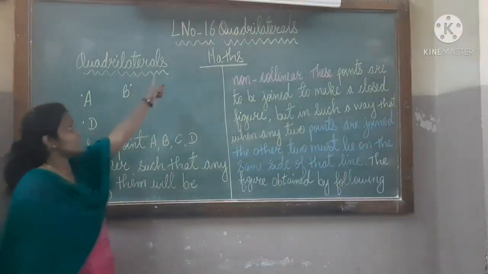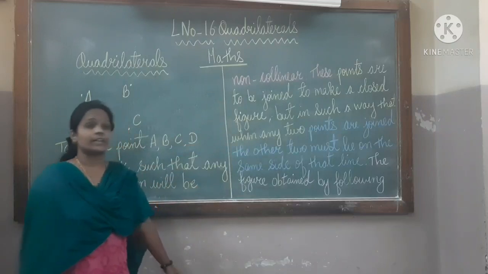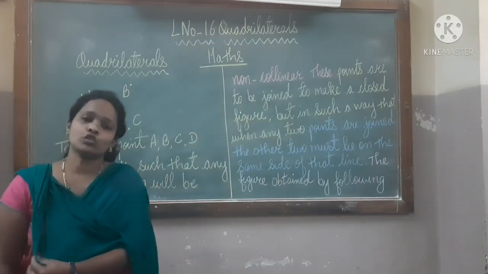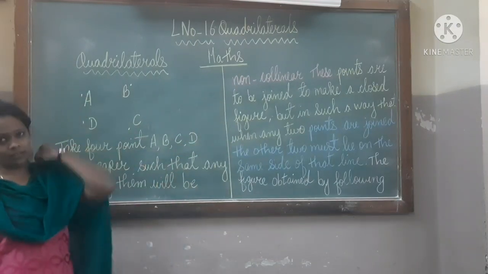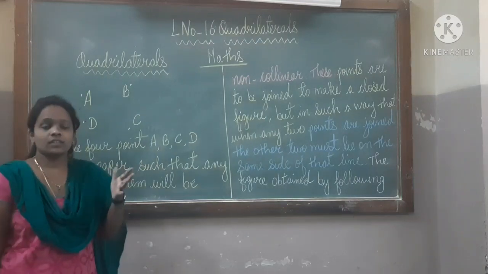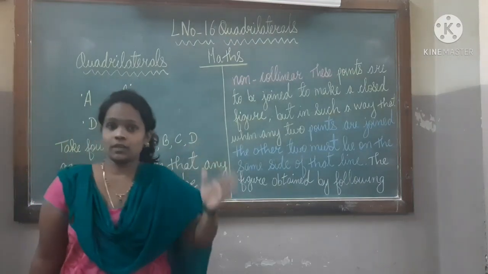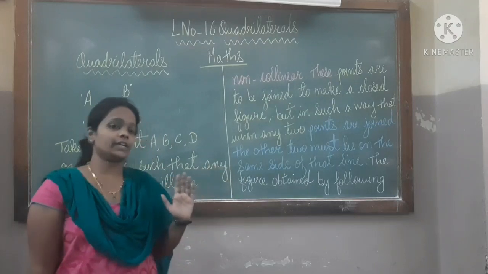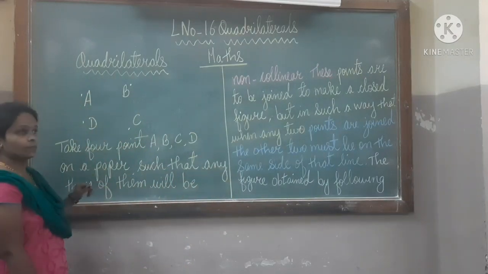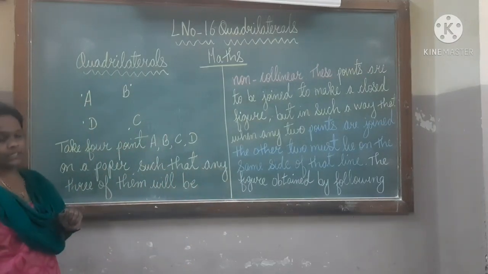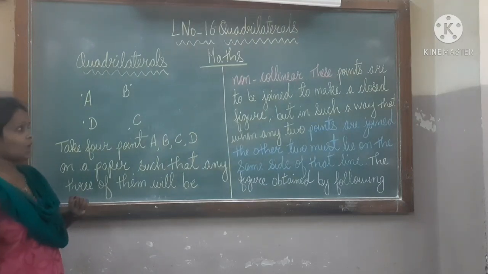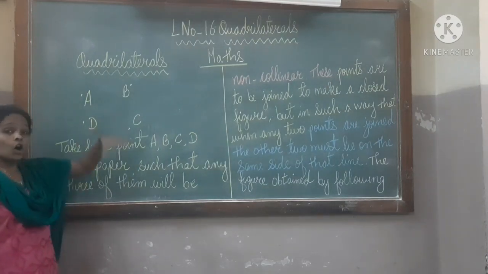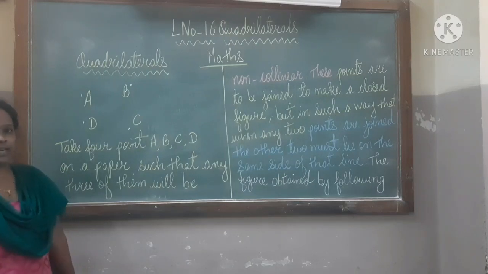Going to teach you lesson number 16, quadrilateral. Now first of all you should know what is a quadrilateral. A quadrilateral is a closed figure. Got it? Now in detail we are going to see the meaning of quadrilateral. It is a closed figure, this we know. But actually how will you come to know that it is a quadrilateral?